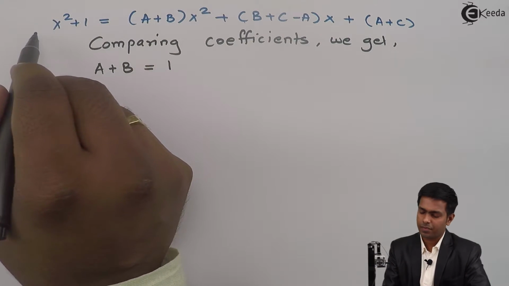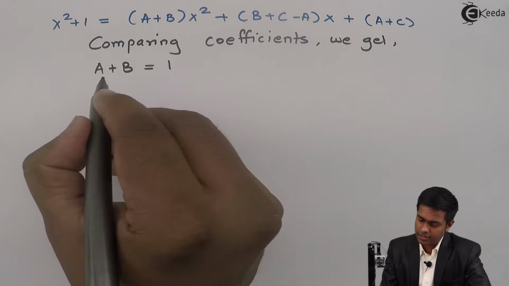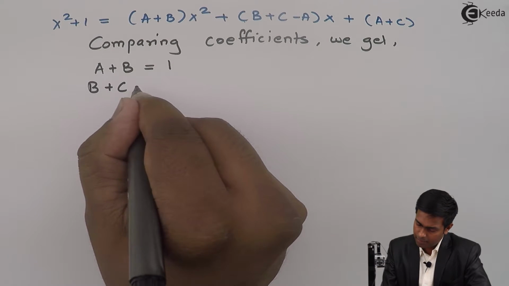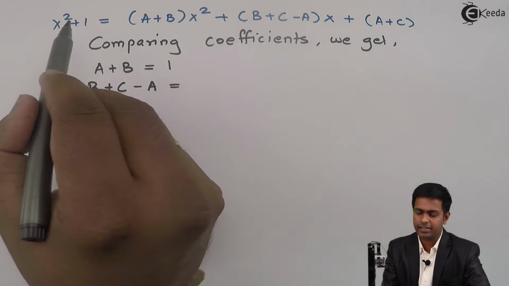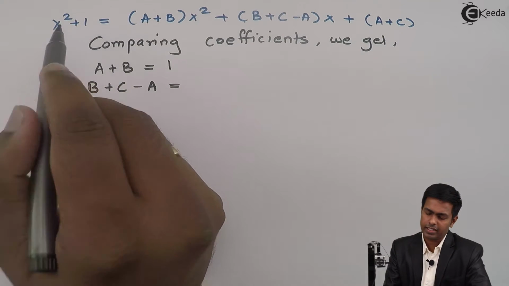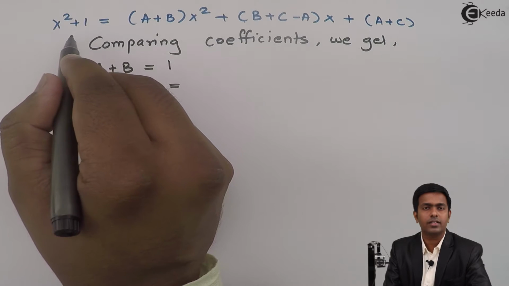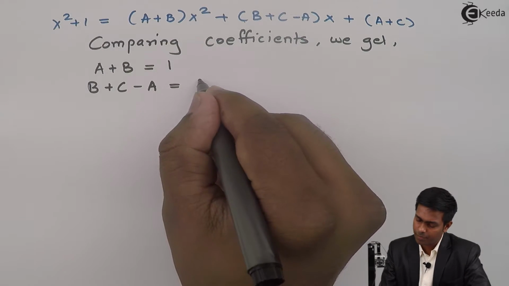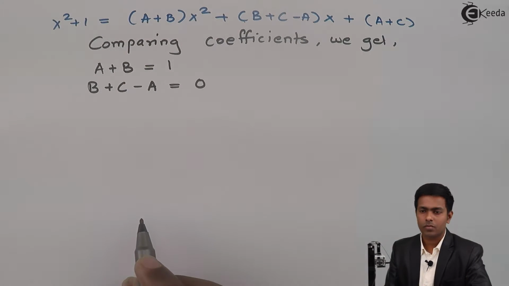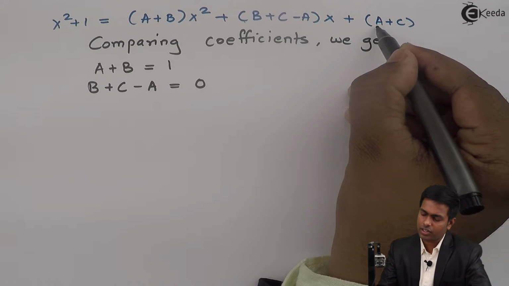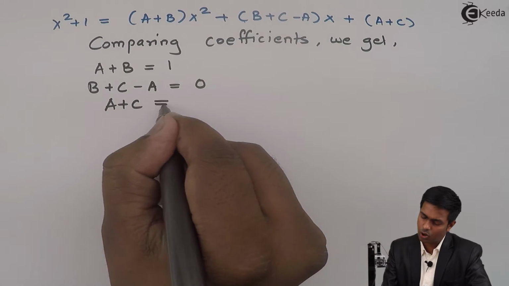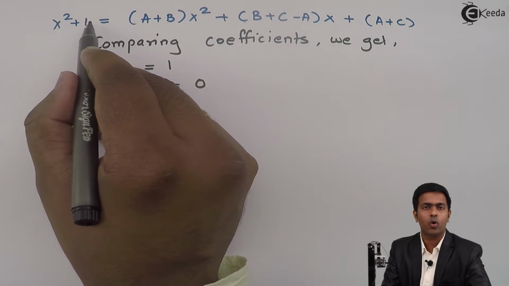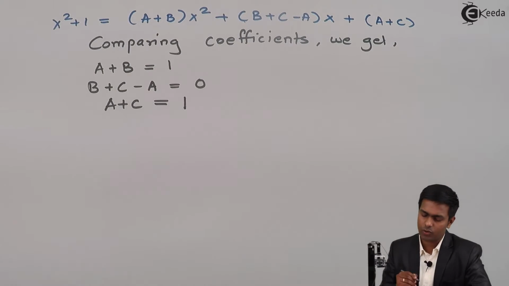left hand side. Next, coefficient of x is b plus c minus a, but on the left hand side the x term is missing. So we can say that the x term is 0x, so the coefficient of x is 0 on the left hand side, and the constant term on the right hand side is a plus c, whereas the constant term on left hand side is 1. So a plus c is equal to 1.